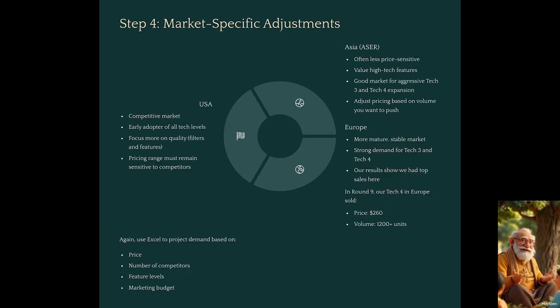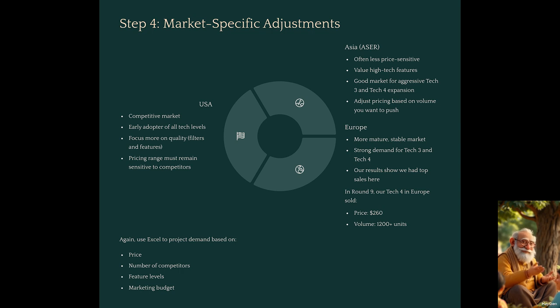Step 4. Market-specific adjustments. Let's talk about each region. USA, competitive market, early adopter of all tech levels, focus more on quality, filters and features. Pricing range must remain sensitive to competitors. Asia, often less price-sensitive, value high-tech features. Good market for aggressive Tech 3 and Tech 4 expansion. Adjust pricing based on volume.